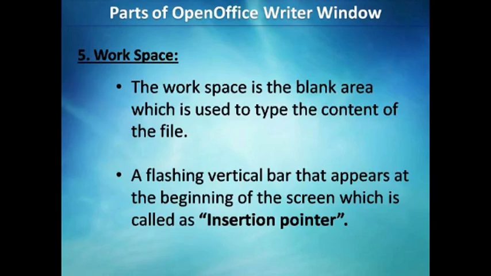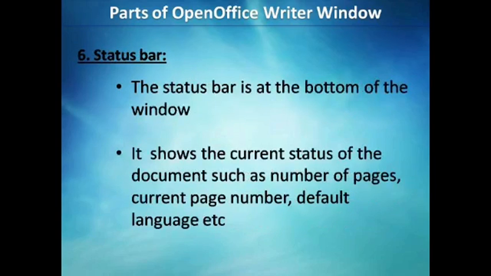The flashing vertical bar, which always appears at the beginning of the screen, is otherwise called the insertion pointer. From this insertion pointer we start our typing. The insertion pointer not only shows where we want to type the text, but is also used to mark the position for deleting any characters from the text, and to set the place for selecting the text.